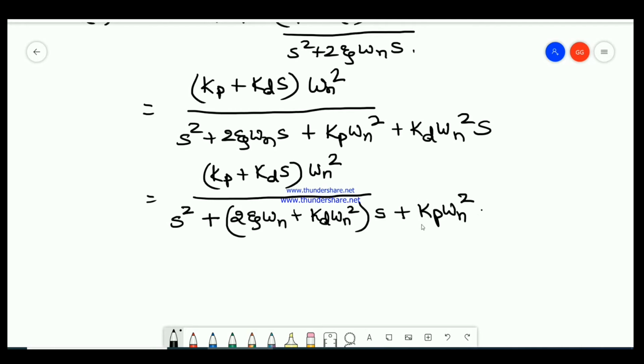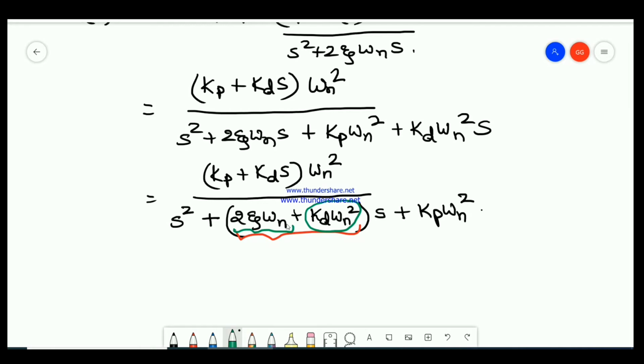Now if you see here, Kp is multiplied by omega n square. Normally we go with the denominator of the transfer function; we don't bother about the numerator. Poles are always the concern. So when Kp increases, Kp into omega n square will also increase. But it's very important to see that in 2 zeta omega n plus Kd omega n square, as Kd increases, that term will increase. Therefore, the term 2 zeta omega n can be neglected.